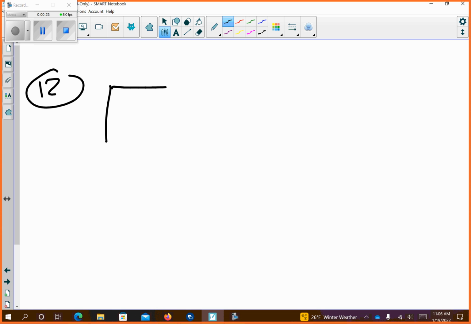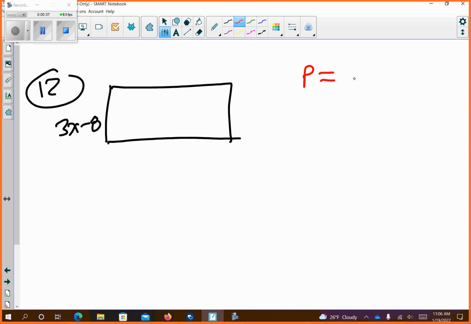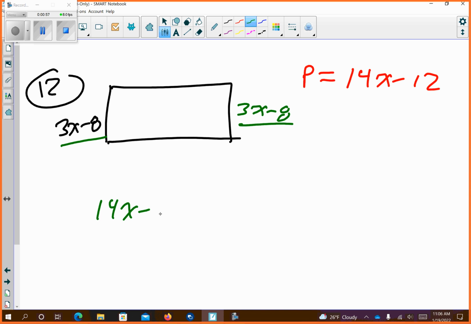All right, number 12. You have a rectangle. You know this side is 3x minus 8. And they tell us that we have a perimeter of 14x minus 12. Agreed? All right, so a few things to think about. If this side's 3x minus 8, this side is as well. Agree? So I'm going to take the 14x minus 12, and then I'm going to subtract 3x minus 8, and I'm going to subtract 3x minus 8.